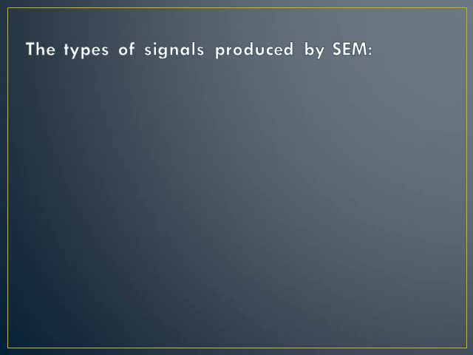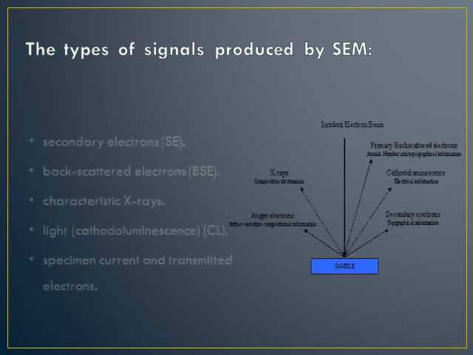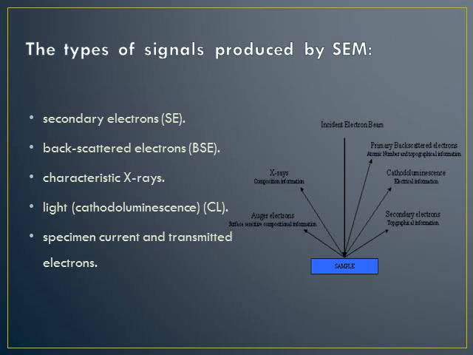Let's take a look at different types of signals produced by an SEM. The types of signals produced by an SEM include secondary electrons, backscattered electrons, characteristic X-rays, light, specimen current, and transmitted electrons. Secondary electron detectors are standard equipment in all SEMs, but it is rare that a single machine would have detectors for all possible signals.